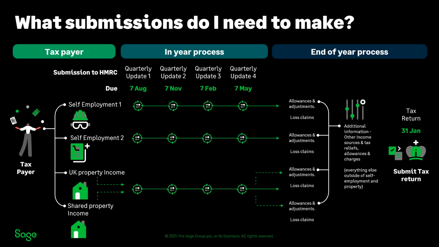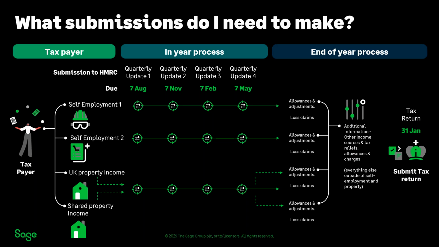And then finally, you will submit your final tax return by the 31st of January the following year. All you're doing at this point is just confirming that all the information you have already sent over to HMRC is correct and accurate to the best of your knowledge, meaning HMRC can give you a more accurate tax estimation of your liability.